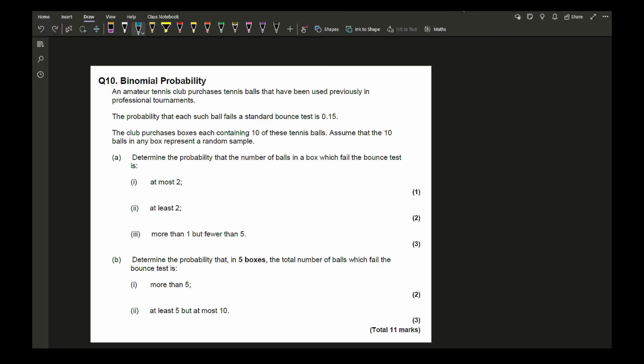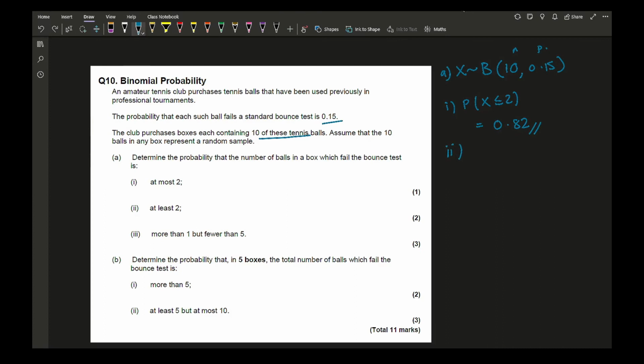Now first of all, whenever you're doing a binomial probability, it's always important that you set the parameters. So here my X is going to be binomially distributed with a sample size of 10, because there are 10 balls in a box, and the probability of a fail is 0.15. So that there is my n. For part 1, it's asking for at most 2, so I want the probability that X is less than or equal to 2. Now for this, I could just bung it straight into my calculator using the BCD feature, or you could use whatever formula, but for 1 mark, I'll just go straight into your calculator. You should have the answer of 0.82.